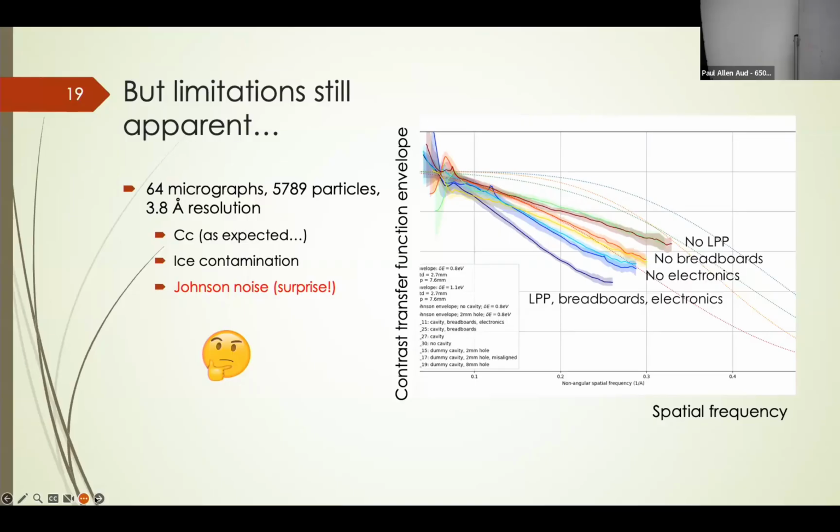So what went wrong? For one, the extra electron lenses in our microscope cause extra aberrations, and those limit the resolution of the microscope at about 3 angstrom. That was expected. An unexpected thing was, we were aware that there's more ice contamination in our old scope, but the problem was much worse than we thought. And the final one was Johnson noise. So let me talk for a minute about that because it was completely unexpected.